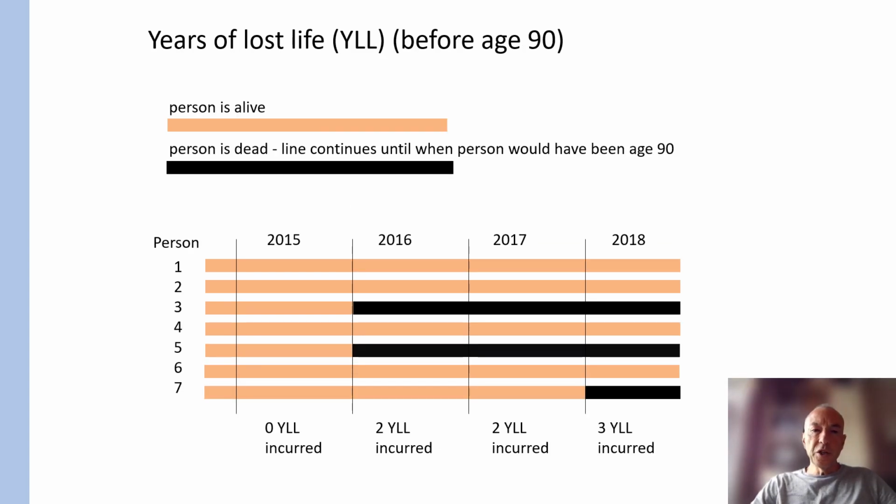Or we can turn this around completely and think about the years of life that are lost. Say, for example, if we expected a person could live up to age 90. So the black line now is while the person is dead, but would have been aged less than 90 had they been alive. So looking at the black lines, we can sum up the years of life lost.